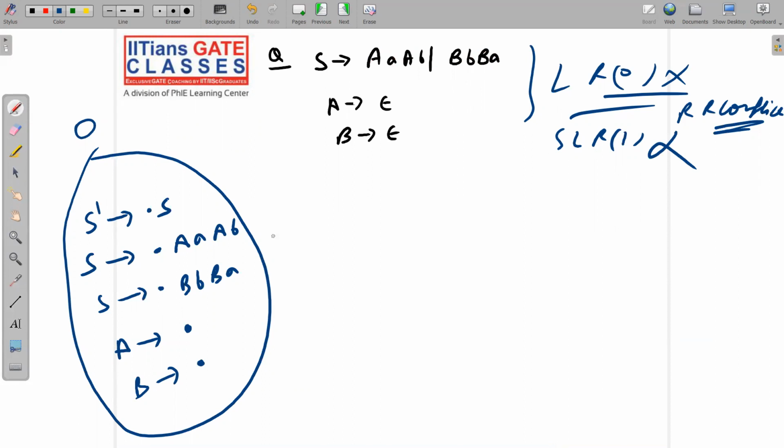If you have any doubt, then try to find follow of capital A and follow of capital B. You will get the answer. I have done it here itself. Please try to follow it.